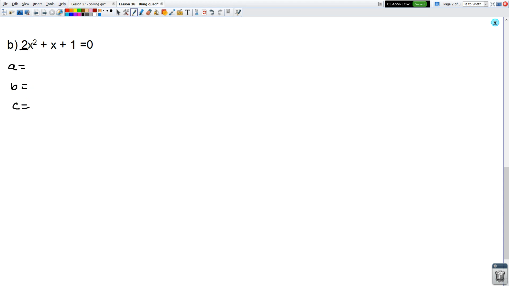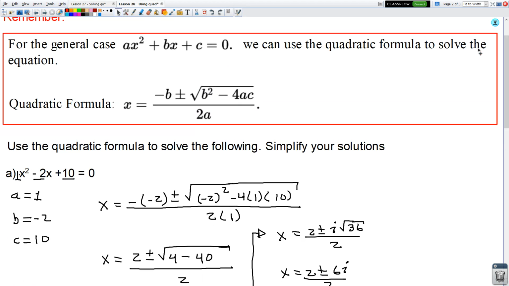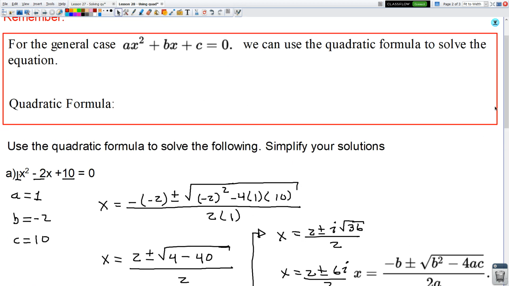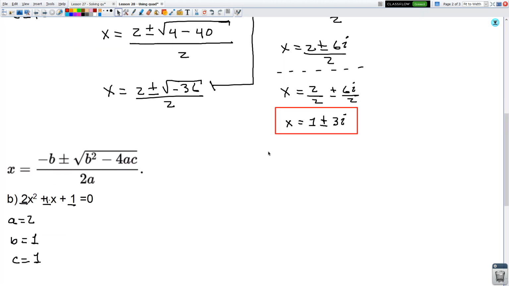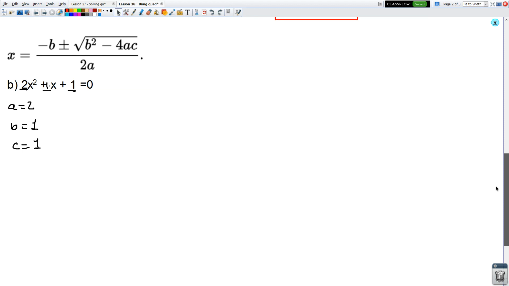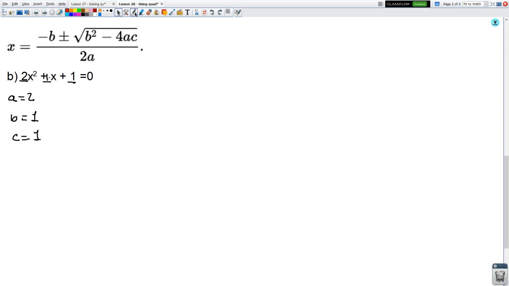a is the number in front of x squared, which is just 2. b is the number in front of x, which again, it seems like there's nothing, but there's an imaginary 1. And c is the number that is by itself. So that's another 1. Let me bring down the equation so you can see here. All right, so I'm just going to put the equation here so you can have it as a reference.